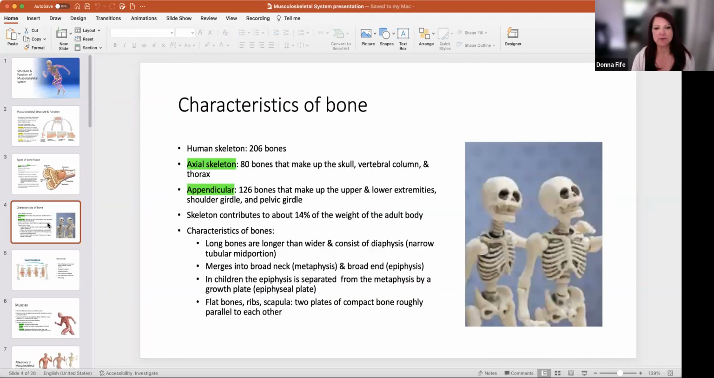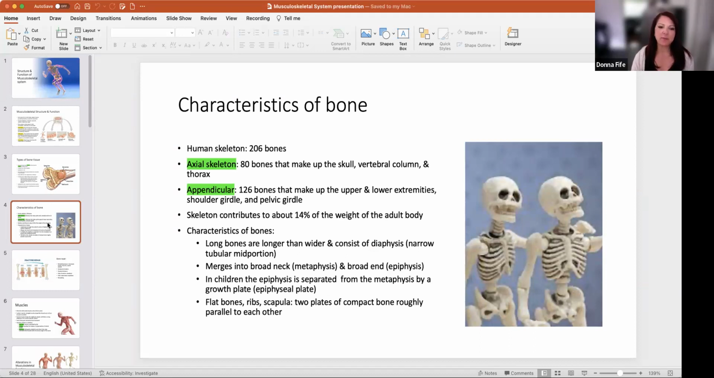Characteristics of bones: the human skeleton has about 206 bones. The axial skeleton is about 80 bones that make up the skull, vertebral column, and the thorax. The appendicular skeleton is 126 bones and makes up the upper and lower extremities, the shoulder girdle, and the pelvic girdle. The skeleton contributes to about 14% of the weight of the adult body.